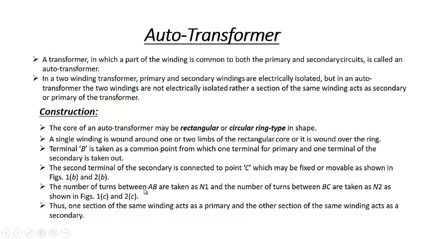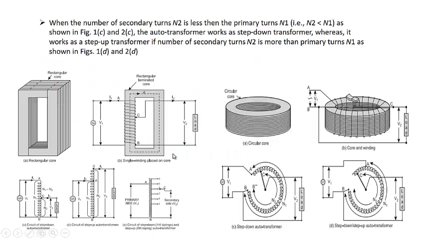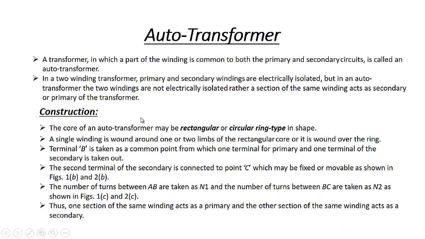The number of turns between A and B are taken as N1, and the number of turns between B and C are taken as N2. So with the number of turns N1 and N2, one section of the same winding acts as primary, and the other section of the same winding acts as secondary.